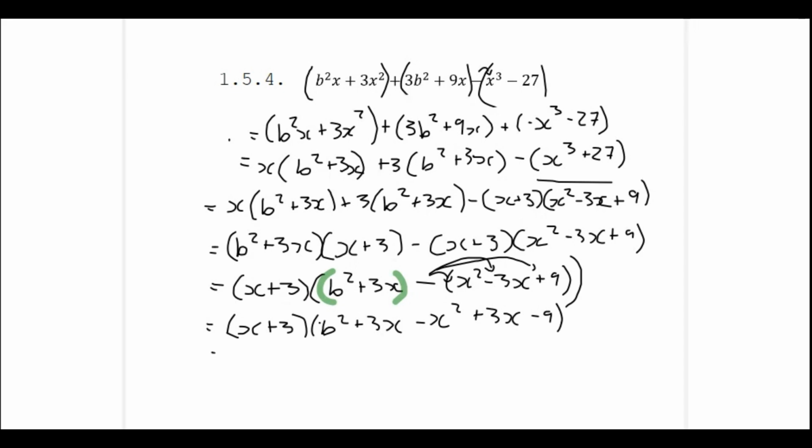And lastly, we identify like terms and solve. So x plus 3 times, okay. We have 3x plus 3x, and that's it. So it's b squared plus 6x minus x squared minus 9.